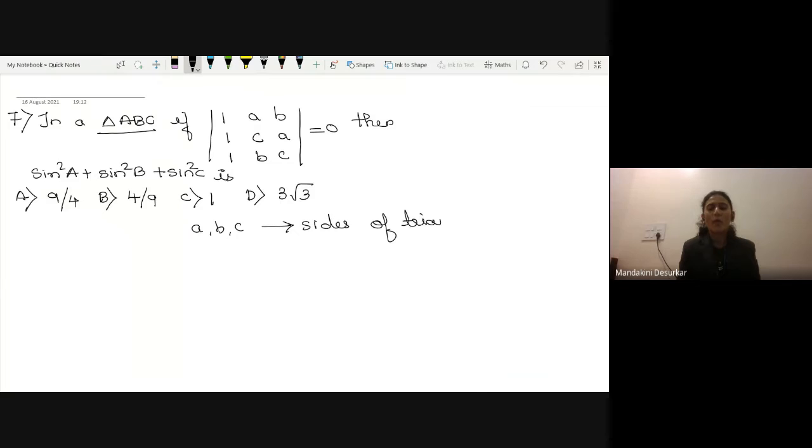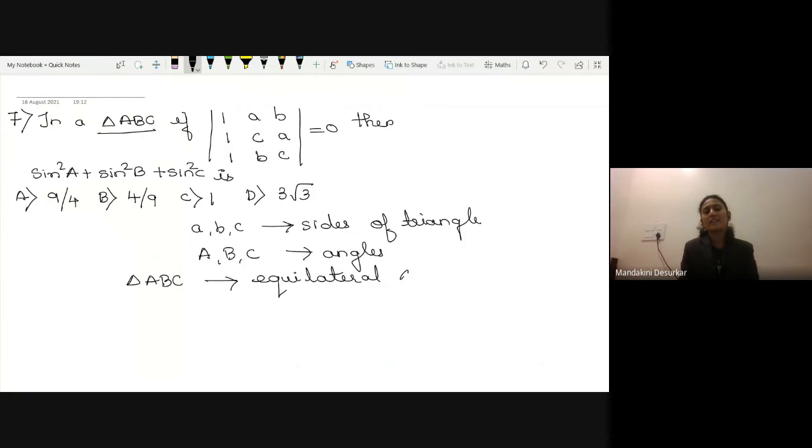And what is this A, B? Capital A, B, C are my angles. Now, if I'm saying that triangle ABC is an equilateral triangle, the problem is solved. Why did I say that? Because all the sides are equal, and moreover, what is the angle of an equilateral triangle? 60 degrees. So my problem is solved.